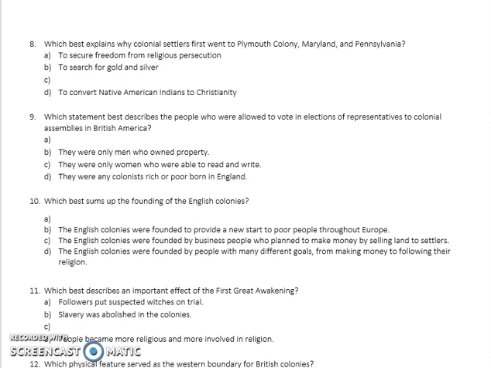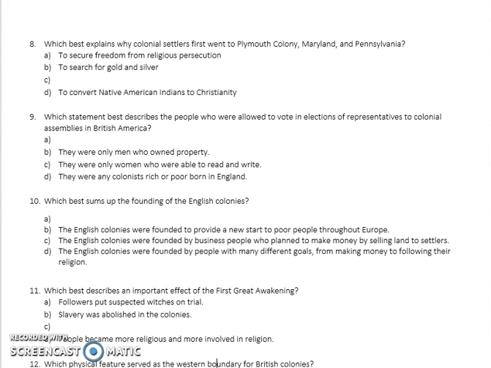9. Which statement best describes the people who were allowed to vote in elections of representatives to colonial assemblies in British America? B. They were only men who owned property. C. They were only women who were able to read and write. Or D. They were any colonist, rich or poor, born in England.